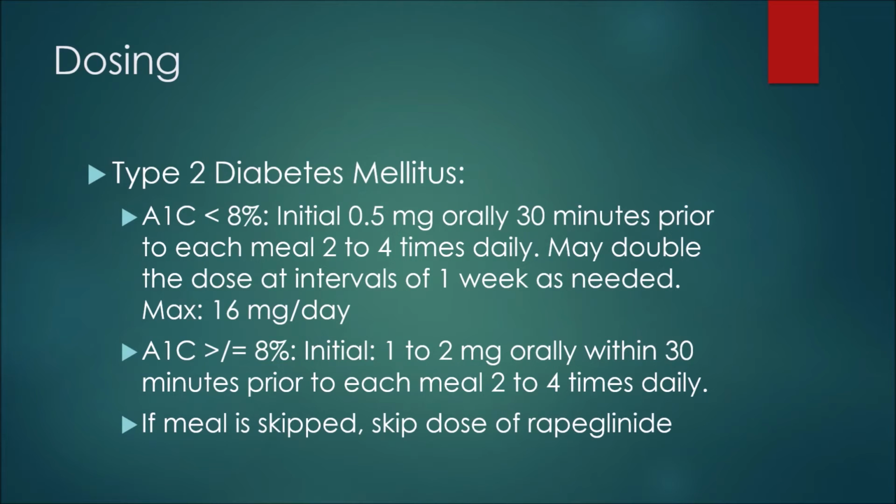Now, if the patient's A1C was greater than or equal to 8%, the initial dose would be a little bit higher. It would be 1 to 2 milligrams orally within 30 minutes prior to each meal, again 2 to 4 times daily. For this medication, if a meal is skipped, you should skip the dose of Repaglinide.